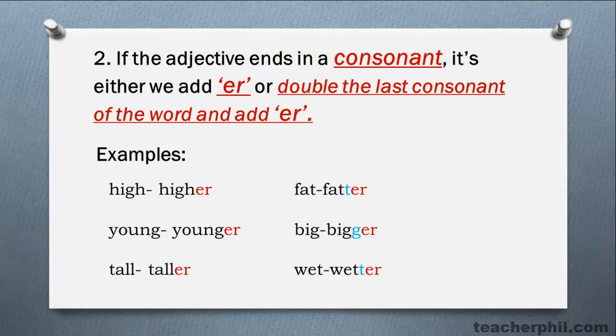Number 2, if the adjective ends in a consonant, it's either we add ER or double the last consonant of the word and add ER. Examples: high, higher; young, younger; tall, taller; fat, fatter; big, bigger; wet, wetter. In the first column, we only add ER at the end of the words, while in the second column, we double the last consonant of the words and add ER.